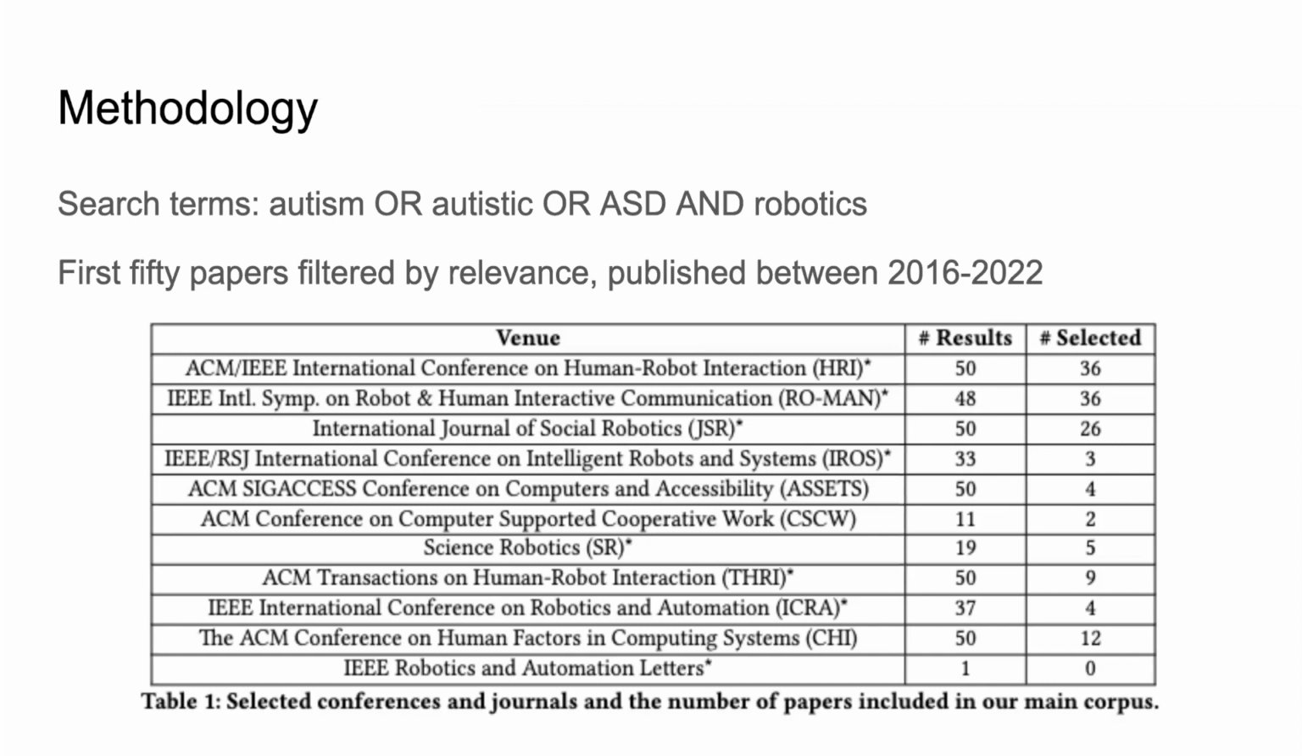So for our search terms, we looked at autism, autistic, or ASD in all of the different robotics-focused conferences that are mentioned on this list. And for any conferences that didn't focus on robotics, so that would be CHI, ASSETS, CSCW, we also additionally added robotics in our search. And we looked at the first 50 papers that we filtered using relevance, and we looked at their abstracts and determined whether or not they focus on autism and robotics.